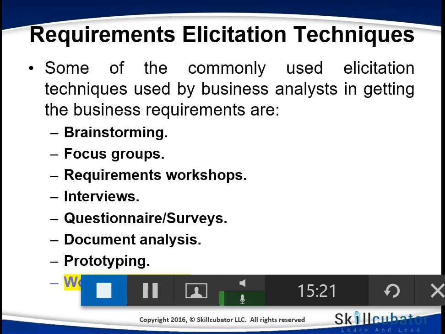The working session is not mentioned in IIBA's body of knowledge, neither is it mentioned in PMI's body of knowledge, but it's also one of the elicitation techniques we can use to elicit the requirements from our stakeholders. I'll create some more videos to discuss each of these techniques in detail.